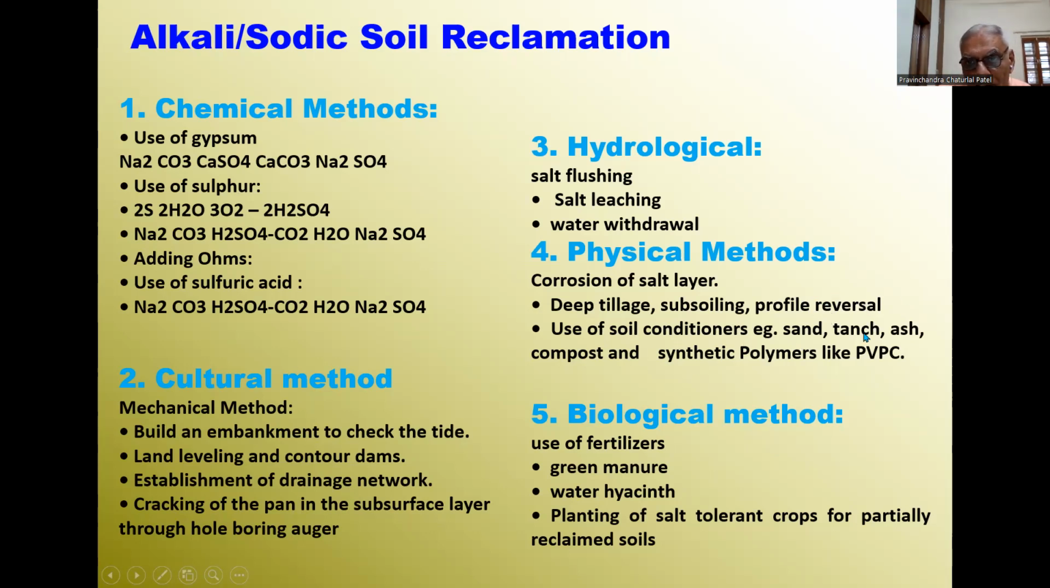Use of soil conditioners like sand, farm compost, and synthetic polymers. Then the fifth one is the biological method: use of fertilizers, green manure like dhaincha, sesbania, planting of salt tolerant crops for partially reclaimed soil. Normal crops cannot be grown, but we should grow salt tolerant crops like cotton, sorghum, barley, etc.